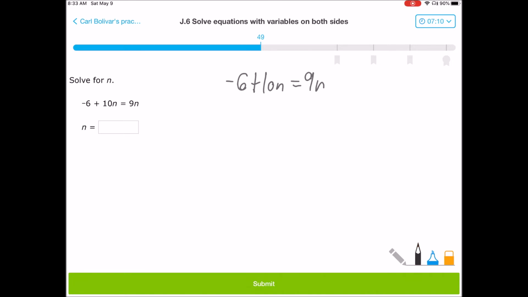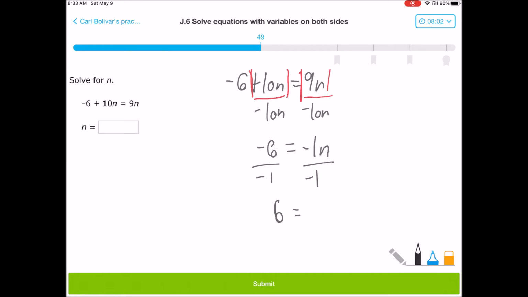Now, when we have one variable on one side and nothing else, when we try to transfer it to the other side, it's not going to have an equal sign anymore, so we can't do that. So what I am going to do instead is move this 10n to the other side so that the -6 is left on the left side. So we will subtract 10n from each side. And what we're left with is -6 is equal to 9n minus 10n, which is -1n. Now divide each side by -1, and what we're left with is 6 is equal to n.